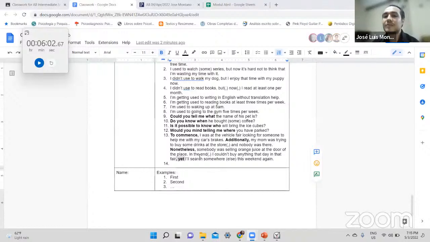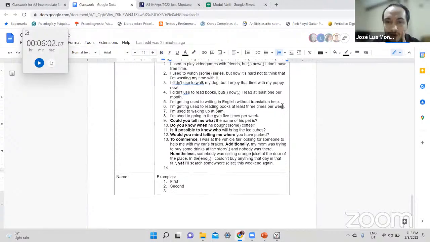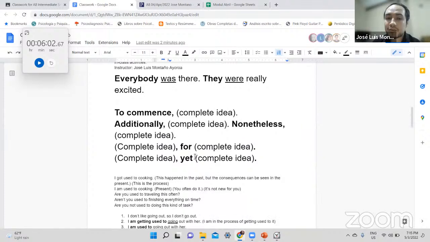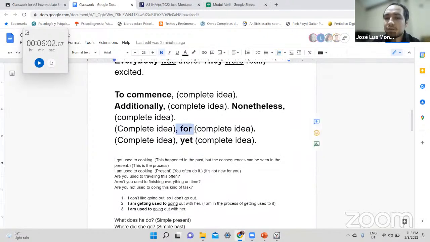Good. And before, one more thing with you, Daniel. Let's use this word, which is interesting to add to our vocabulary. For. For means because. It's the same as because. Give me one example, Daniel, in which you use for. Complete idea, comma, for, complete idea. Only in speaking this time.